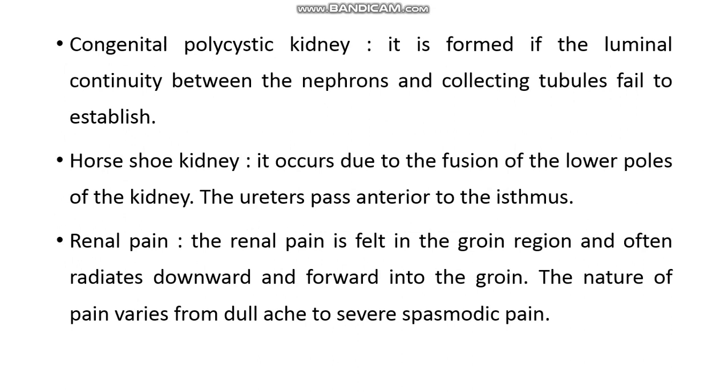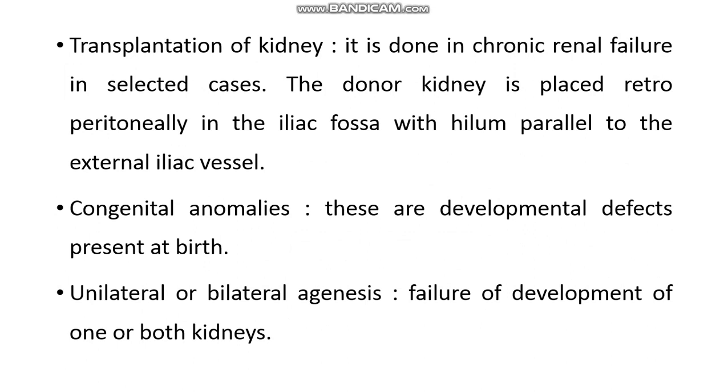Then the ureters pass anterior to the isthmus. Then renal pain. There is one kind of pain in kidneys known as renal pain. It is felt in the loin region and often radiates downward and forward into the groin. And the nature of the pain varies from a dull ache to severe spasmodic pain.